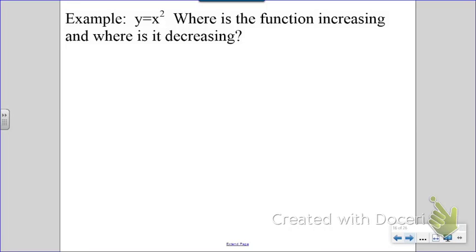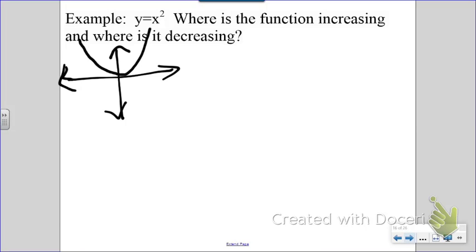Here's another example. Y equals x squared. Where is the function increasing and where is it decreasing? Here's something that we'll know by looking at it. We know that x squared is a basic parabola function. So if we graph it, just to sketch and see what's going on, we can tell where the function will be decreasing and then increasing.